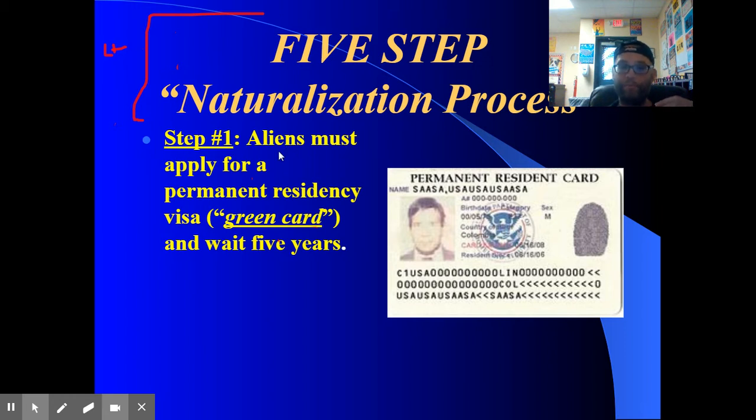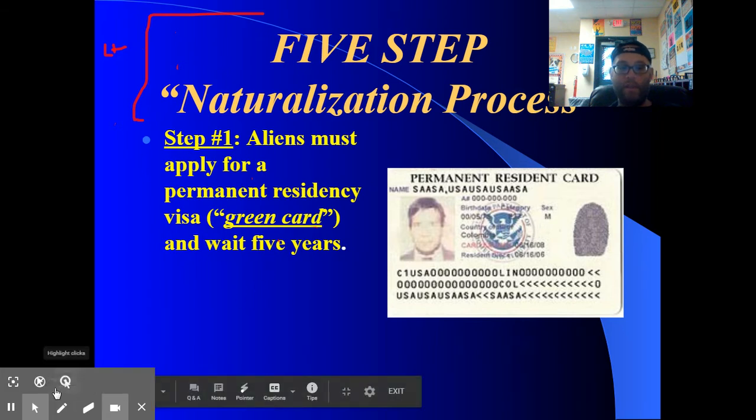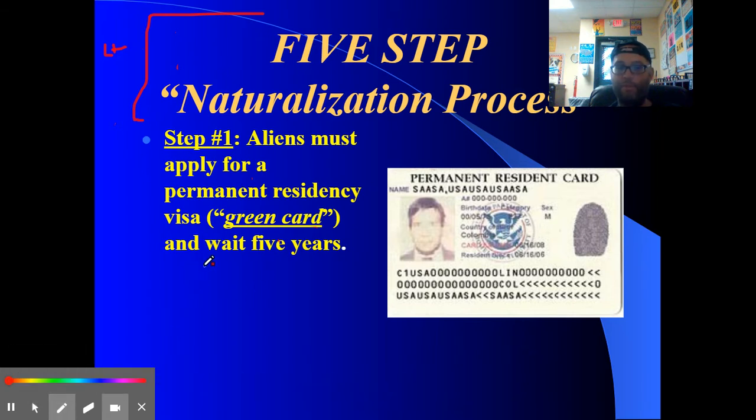But step 1, aliens must apply for a permanent residency and wait 5 years. So that would be what we in this country call a green card. So you could just say apply for a green card and wait 5 years. One thing you may want to add to your notes, I don't have here, maybe it's on another one, you have to be the age of 18 in order to apply for your green card, and then you have to wait 5 years.